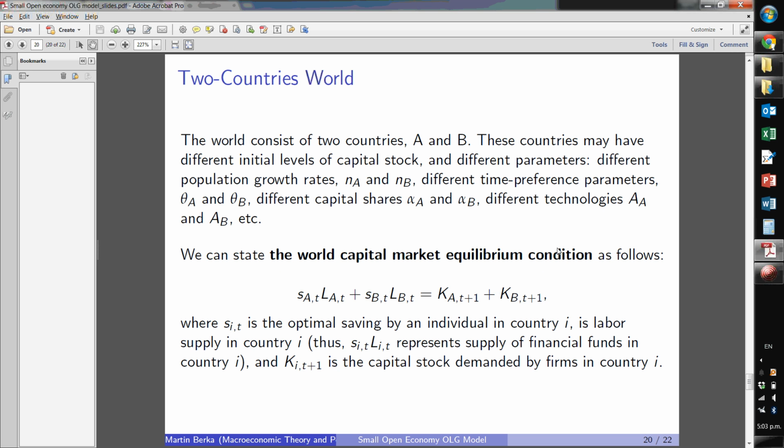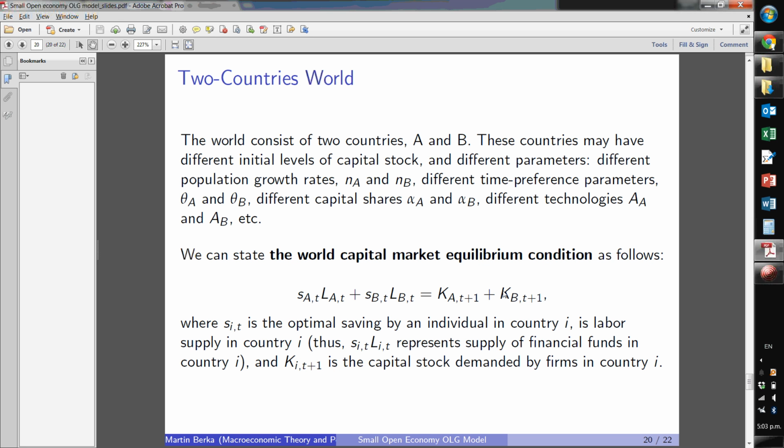So consider countries A and B. These two countries may have different initial levels of capital stock, different parameters of their production function, as well as different population demographics. So lowercase n_A and n_B are the growth rates of population. Capital income shares are alpha_A and alpha_B, and time preference parameters are theta_A and theta_B. Each of these can differ between the countries, as well as technologies. Technology A in country A and technology A in country B may differ.